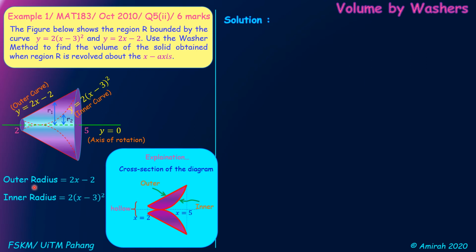Alright, from the previous slide, we get outer radius equals 2x minus 2 and inner radius equals 2 times (x minus 3) squared. And this is the cross section of this diagram.